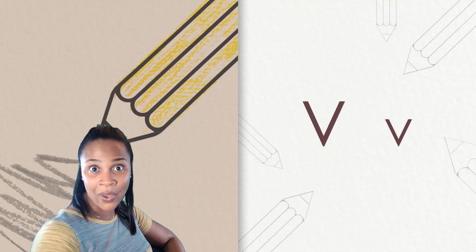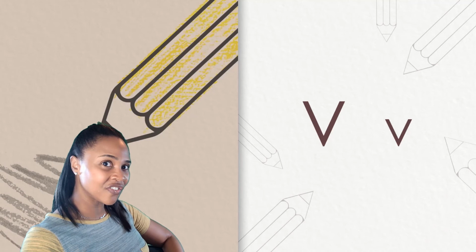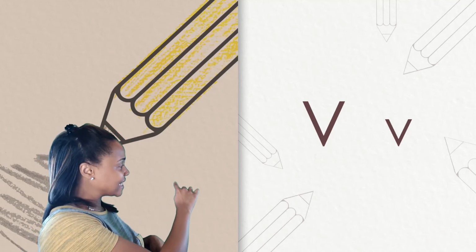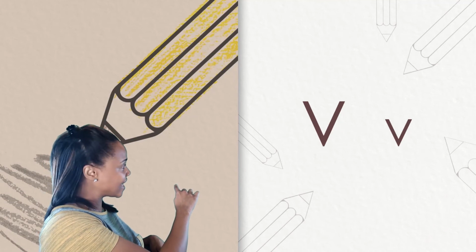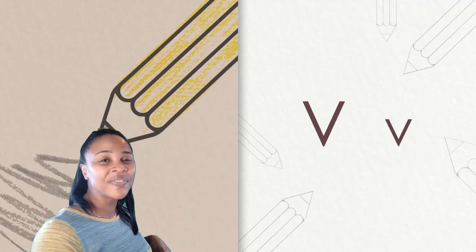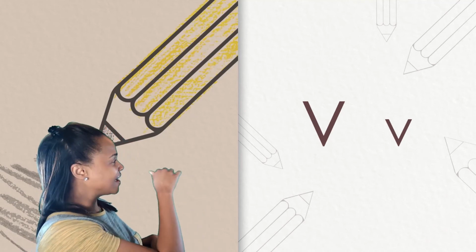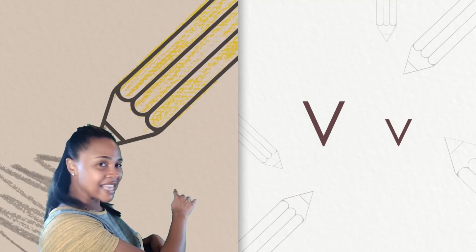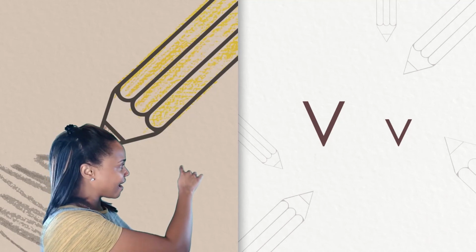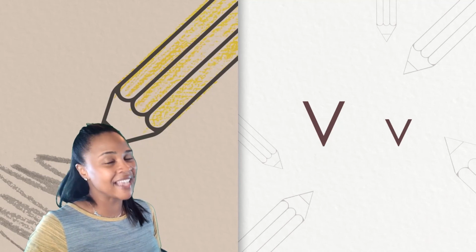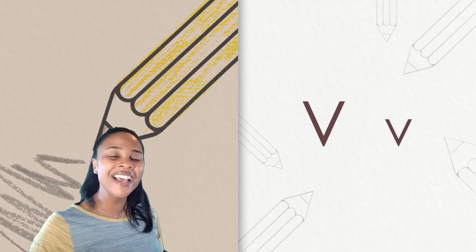Now let's try the lowercase v. Watch first. Starting at the middle line, making a slant down to the bottom line, and coming back up to the middle line at a slant. Now try with me. Fingers at the middle line, coming down at a slant to the bottom line and back up at a slant to the middle line. And we've made the uppercase and the lowercase v. Nice work.